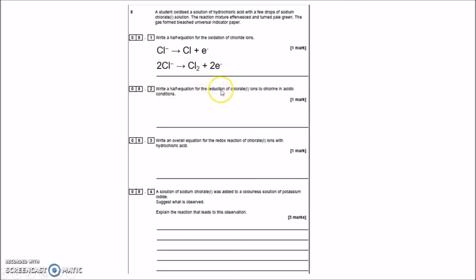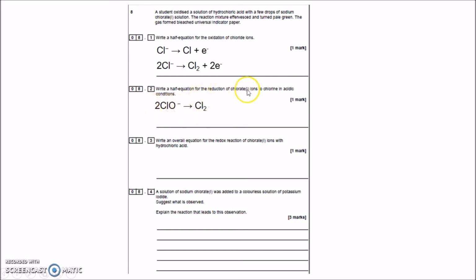Write a half equation for the reduction of chlorate 1 ions to chlorine. Well, first of all, you've got to know what chlorate 1 ions are. You've got to learn that. A chlorate ion is like a chloride ion, except it's got an O in there. So it's a Cl minus, but it's got an O in there. To form chlorine. Chlorine in acidic conditions, we'll worry about that in a minute. Chlorine we know is Cl2, so I've got 2 ClOs making Cl2.